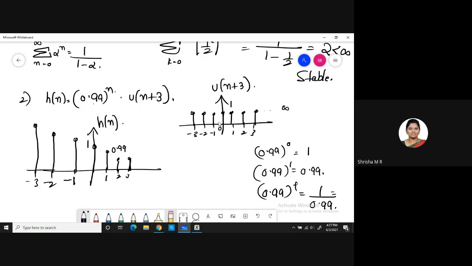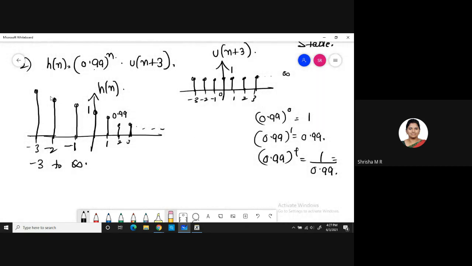So the waveform will exist from minus 3 up to infinity. Yes or no? No need to bother about the amplitude. Just check from where it will start and till what extent it goes. Okay, it will start from minus 3 and it will go up to infinity. So this is our h of n.